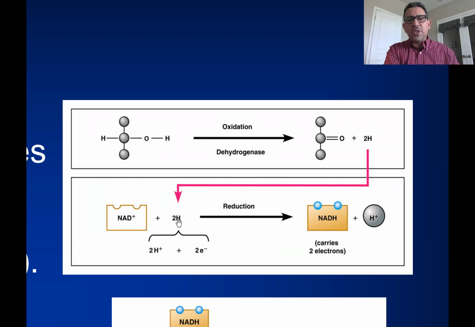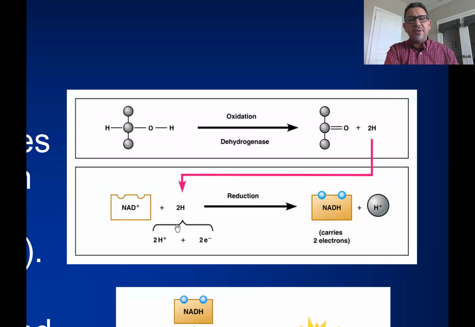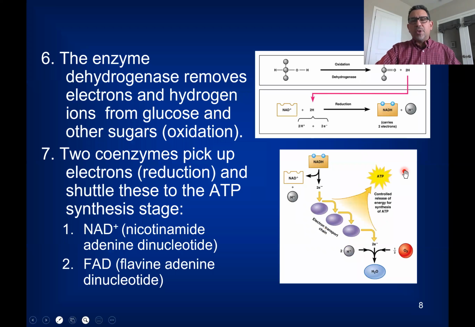NAD+ is also going to pick up 1 hydrogen because this hydrogen ion is positive, and you have another positive charge here that combines with the 2 negatives of the 2 electrons, and it produces an electrically neutral electron shuttle or electron carrier that is going to provide electrons for the process in cell respiration where electrons are needed to make ATP. So that's the role of these coenzymes, NAD+ and FAD.